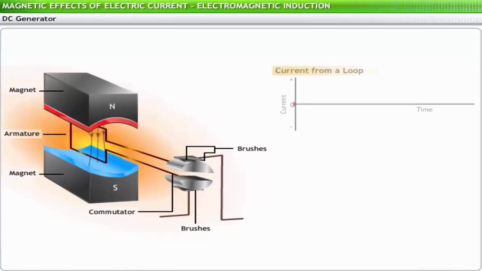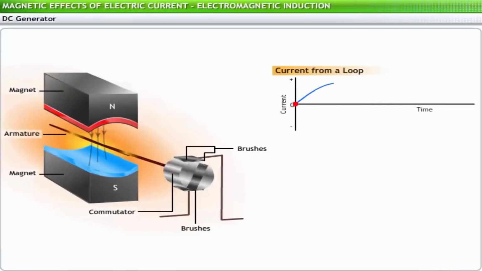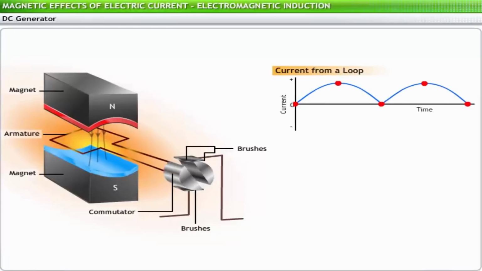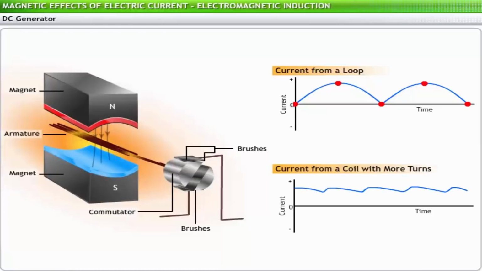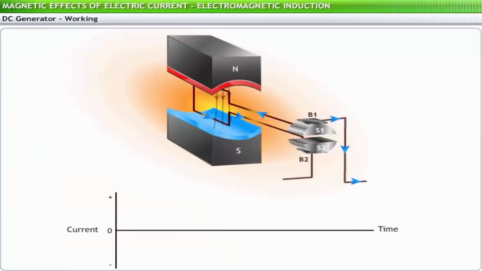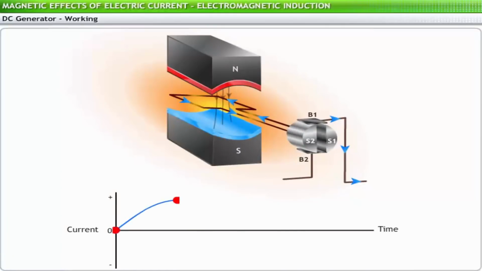A DC generator that contains a loop generates a pulsating DC current. To produce a more stable output, a coil with more turns is typically used. In a DC generator, when the coil rotates through 90 degrees, the change in magnetic flux induces an electromotive force of maximum strength. This current flows through the split rings to the brushes.